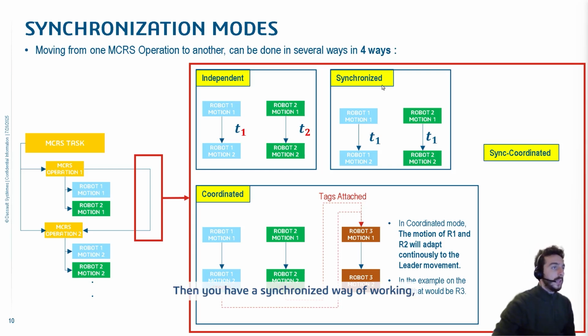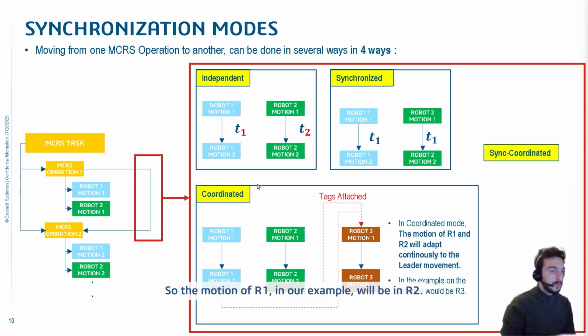Then you have a synchronized way of working, where your robots will time themselves accordingly so that they start and finish at the same time. Then you have a coordinated motion, which is the case where one leader moves the targets for the other robot, and the first robot will make sure that it follows the tags accordingly in this system that is moved by the second one.